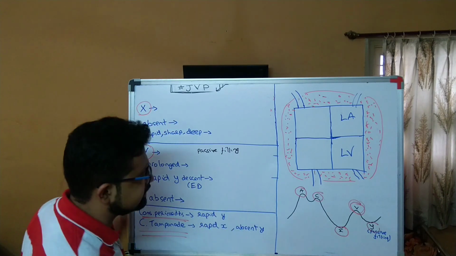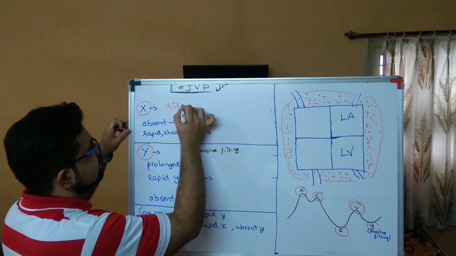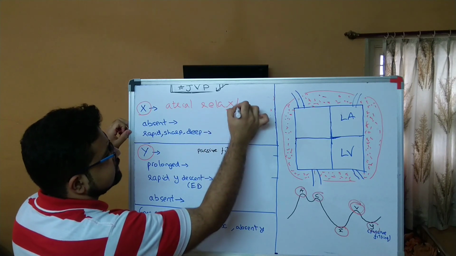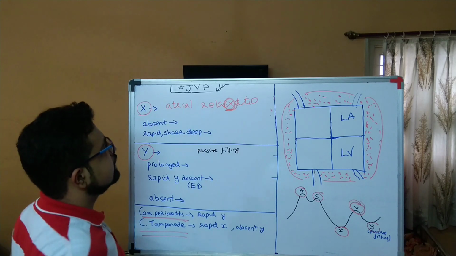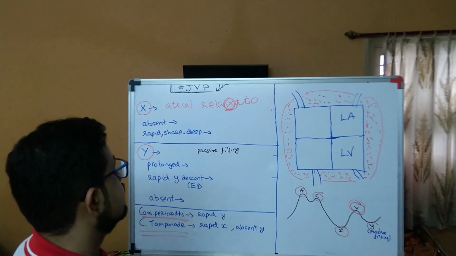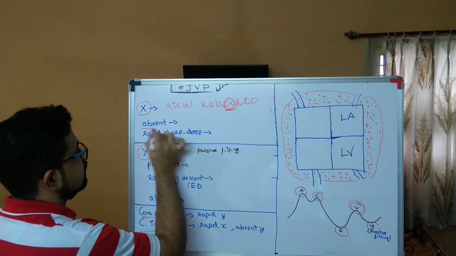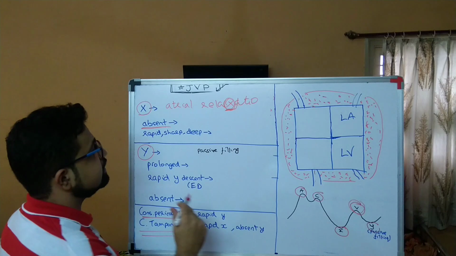What does X descent indicate? We already discussed. It indicates atrial relaxation, right? That is how we remember. That is how we easily reproduce the idea. That is atrial relaxation. Now, if in a case you find absent X wave, that does mean that atrial relaxation is not happening.